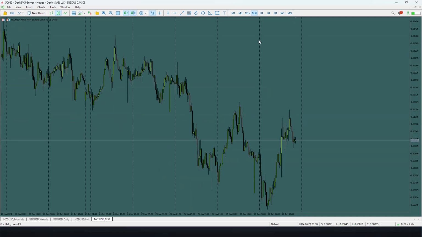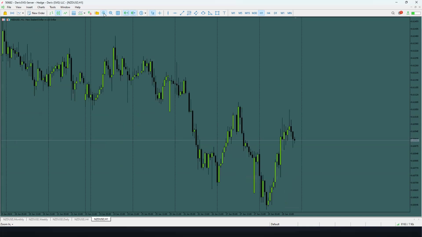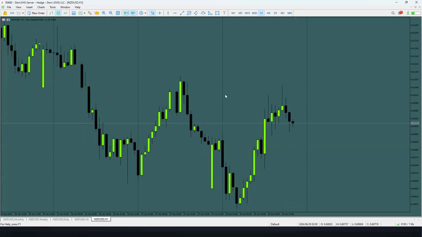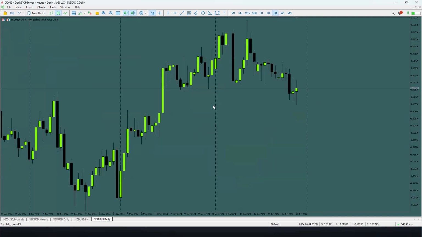Each of these broken lines, like for instance, let me come to 1 hour. Each of these broken lines tells you the space between 1 day. So between line and line is 1 day. So if I switch this to 4 hour, the space between line and line is 1 week. If I switch this to daily, the space between line and line is 1 month.